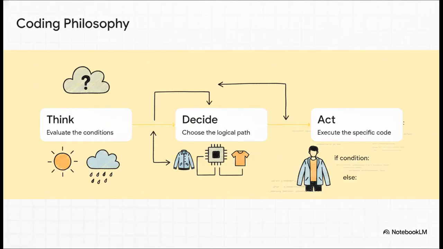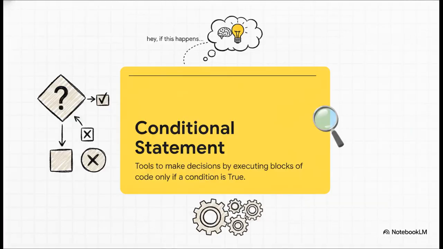You know, the whole core philosophy of coding boils down to just 3 simple steps. Think, decide, and act. Think about it. Every single day you wake up, look at the weather, and decide what to wear. You think about the temperature. You decide if you need a jacket, and you act by putting one on. Computers do exactly the same thing, but we just have to give them the precise mathematical instructions on how to process those thoughts.